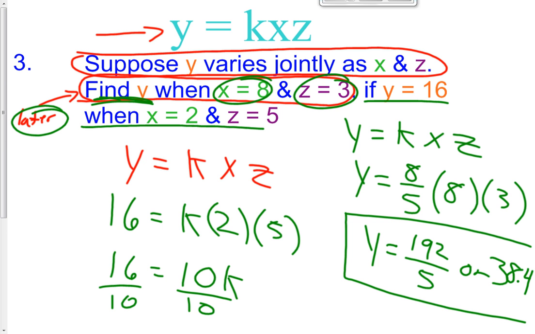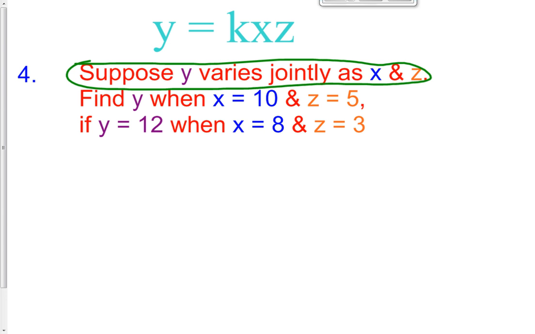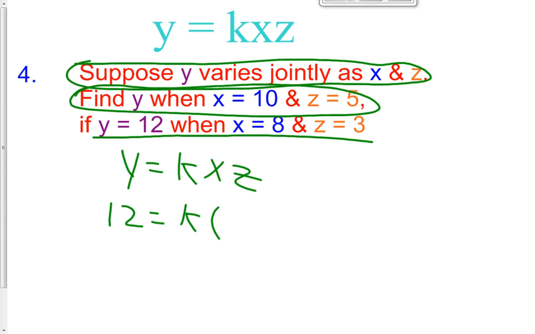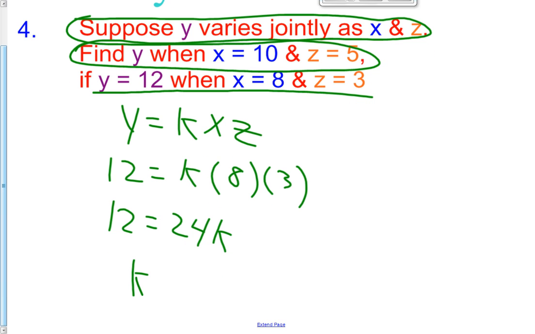You guys pause the video, please, and try number 4 on your own. For number 4, again, you get this first sentence, y varies jointly as x and z. So y equals kxz. Find y. We're going to do this part later again, where we know what y is in this sentence. So y is 12 when k is multiplied by 8 and 3. So 12 equals 24k is what you should have got. And so k would then equal 12 over 24, which is a half.